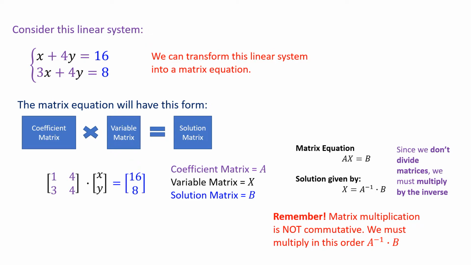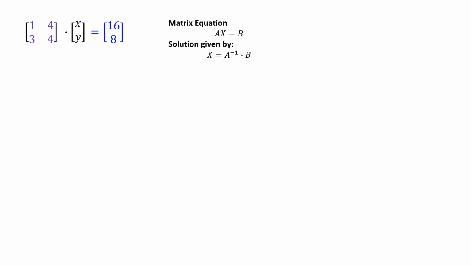All right, let's get to solving this. So we have our matrix equation. Remember that we have AX equals B. The solution matrix is given by the inverse of A times B. So let's look at what we have. We have matrix A times the variable matrix equals matrix B. That's where we get AX equals B. So now, in order to solve this, we need to find or calculate the inverse of A.